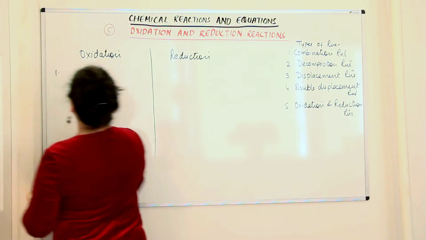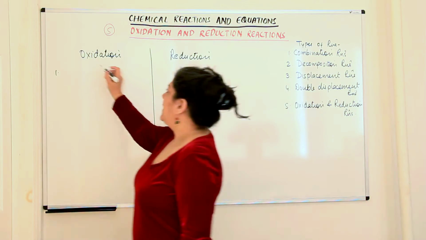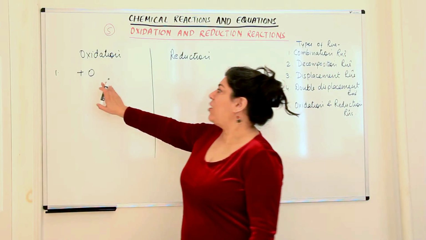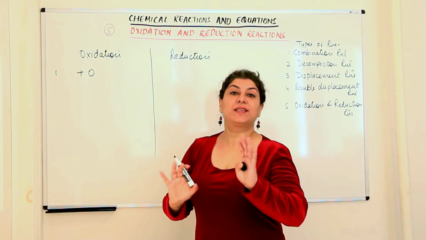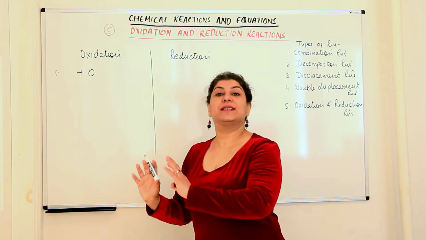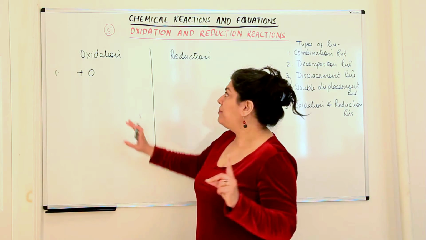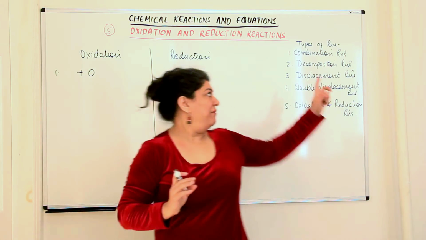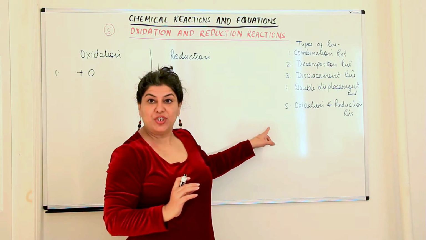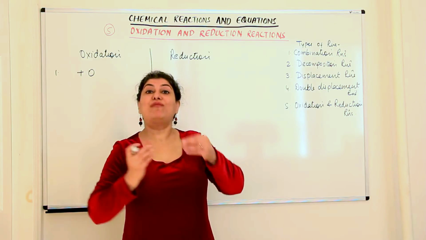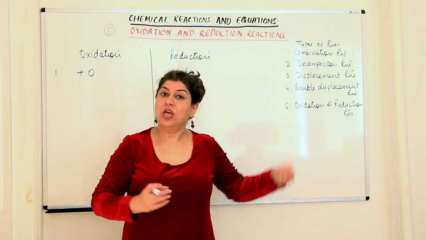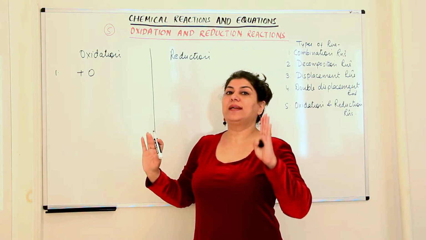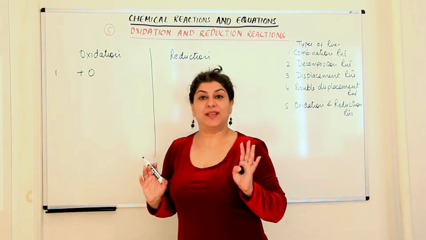The first definition of oxidation is that oxidation is the addition of oxygen atom. When oxygen adds to a reactant, we say that reactant has got oxidized. Remember, whenever we are talking of oxidation and reduction, we are talking of the reactants. When we were defining all types of reactions, what were we talking of? We were talking of what was happening to the reactants. So when you talk of oxidation and reduction also, you're always looking at what is happening to the reactants.